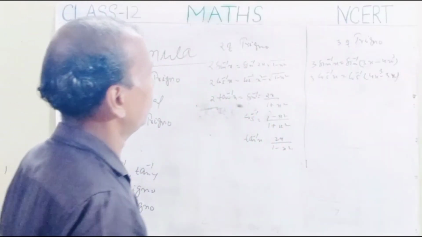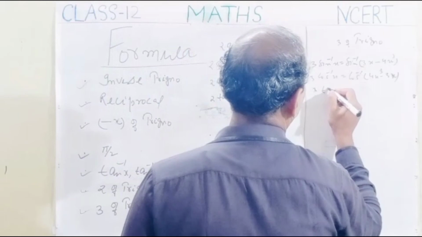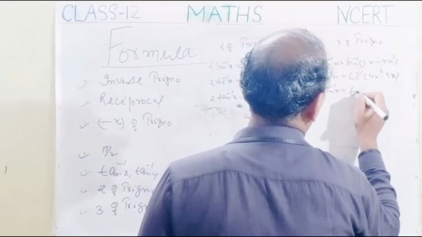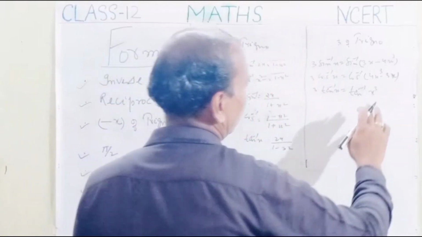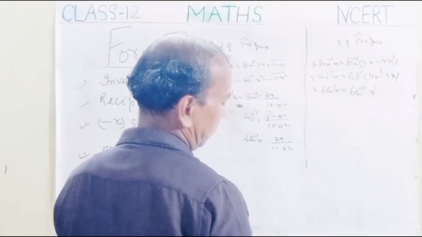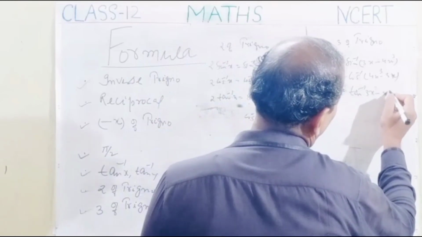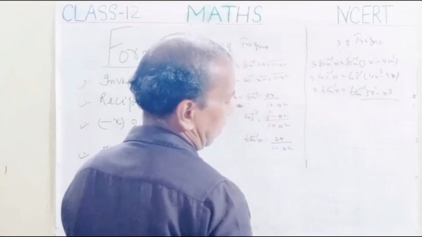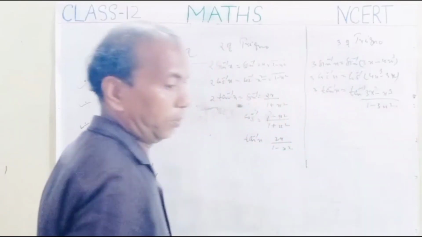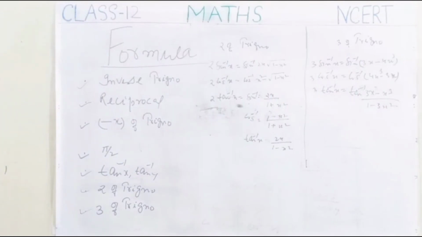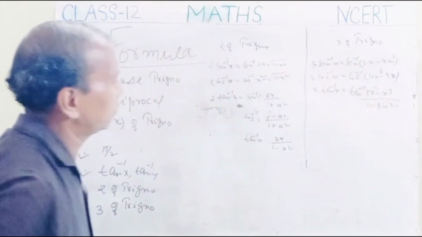Then come to the 3 tan inverse x. That is equal to tan inverse, not x cube, this will be 3x minus x cube divided by 1 minus 3x square. So these are the important formulas for 2 of trigono, means 2 of the inverse, 3 of trigono means 3 of the inverse.